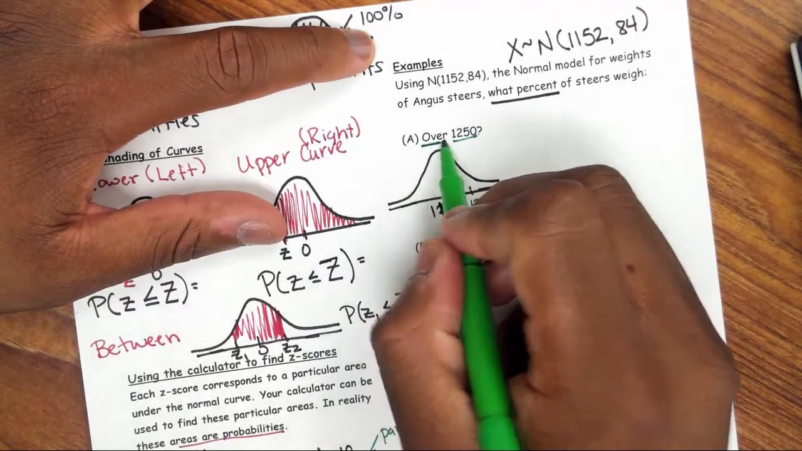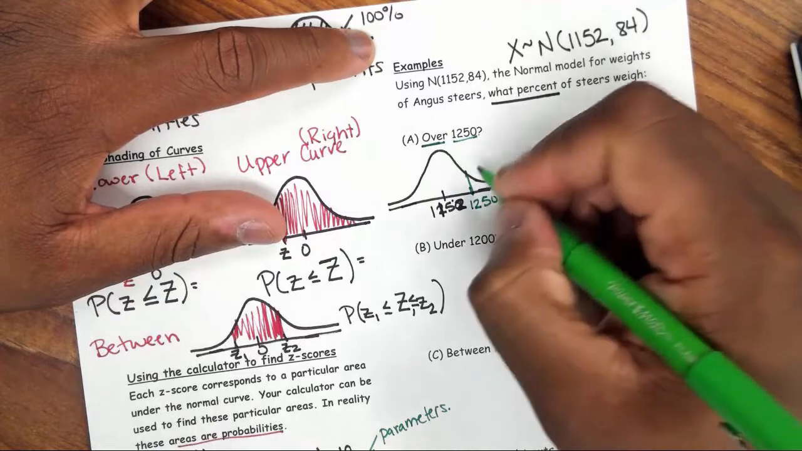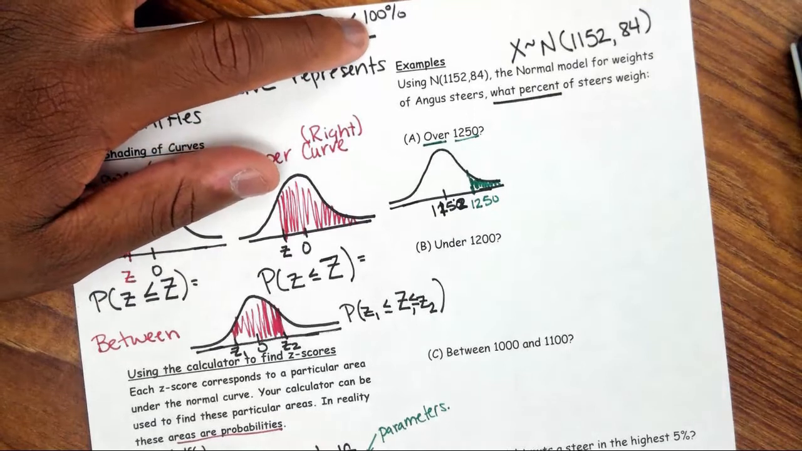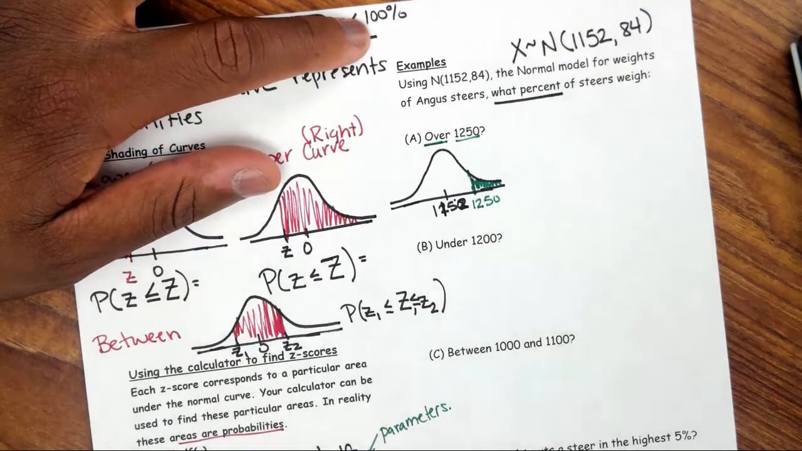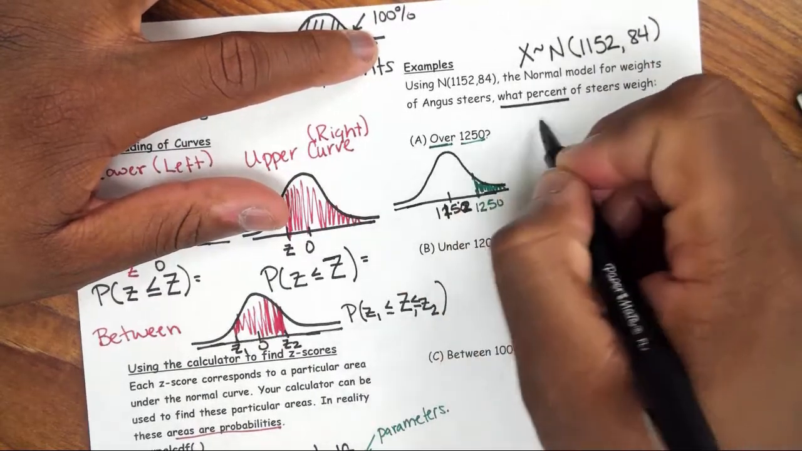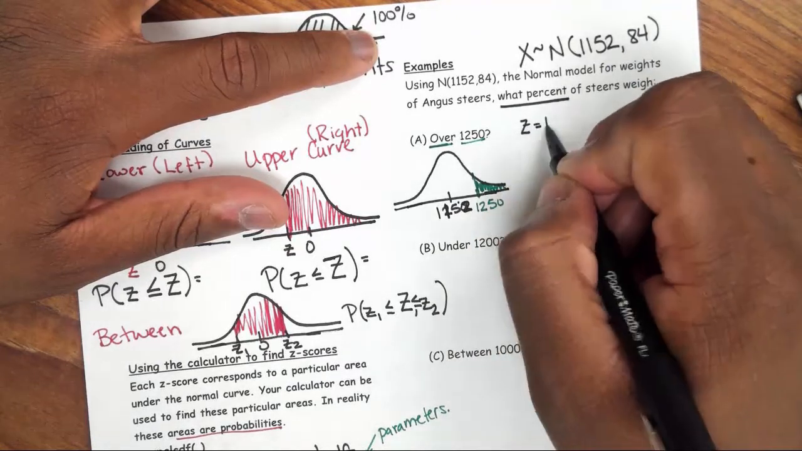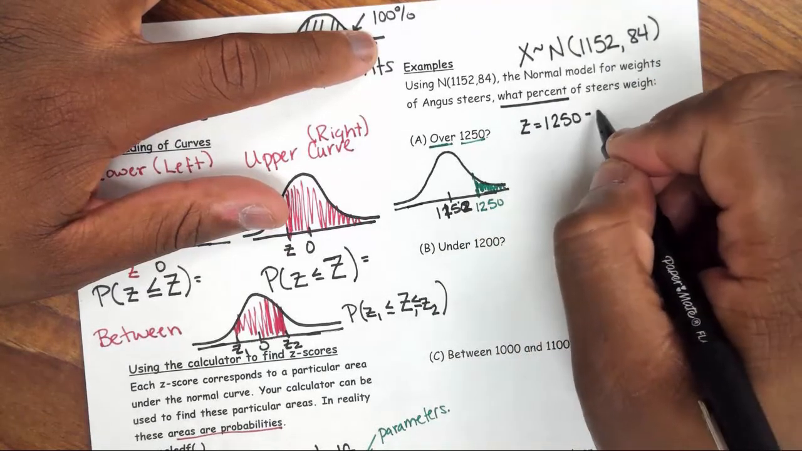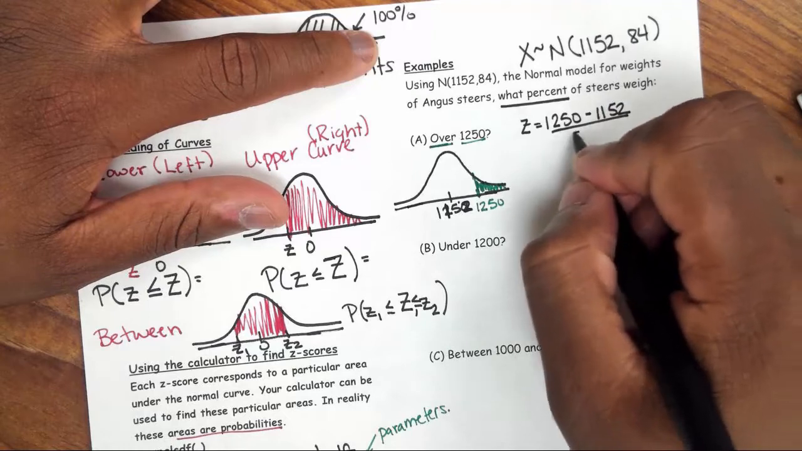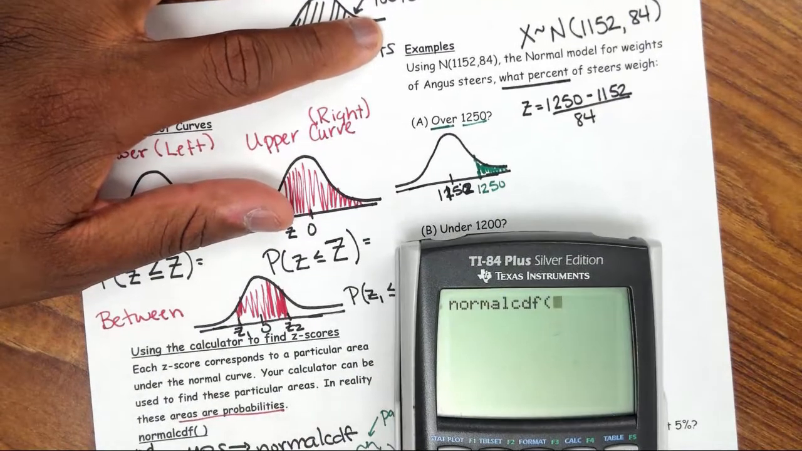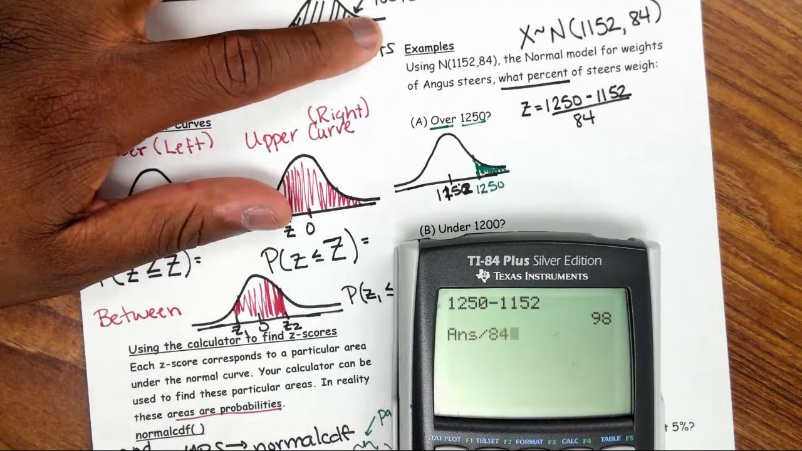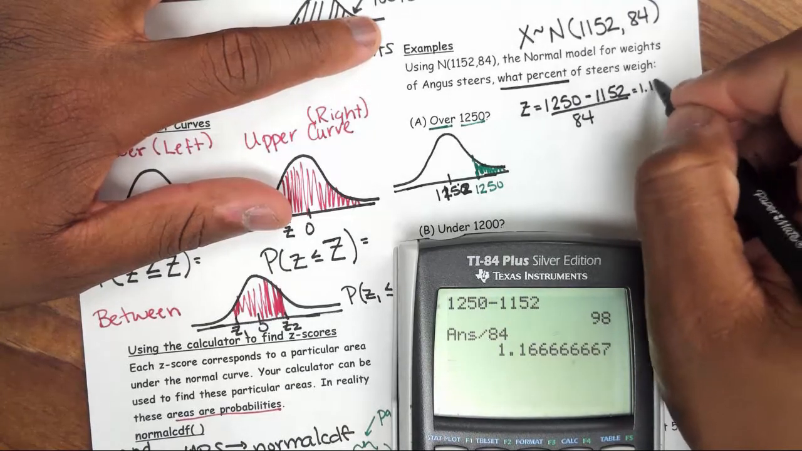The key word here is the word over. So when I'm looking at over, I'm going to draw this line. Over means greater than or to the right of that curve. So this is an upper curve or a right curve. So the way this works now is this. The first thing you're going to do when you have one of these problems is find a z-score. So remember, z is equal to the x value, which is 1250, minus the mean, which is 1152, divided by the standard deviation, which is 84. So that's 1250 minus 1152 divided by 84. I get a z-score of 1.167.